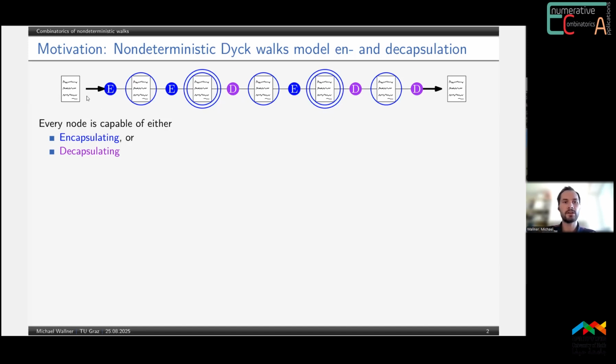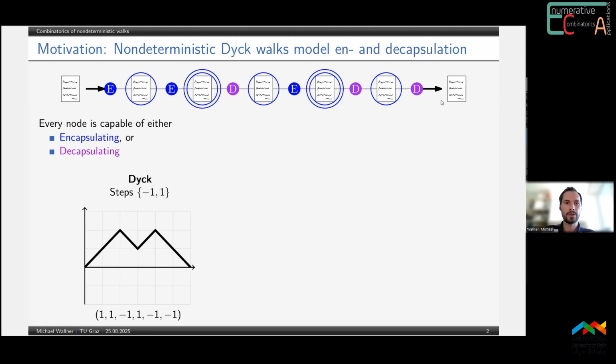In the beginning, a message is sent, it's encapsulated, put into a ball, this blue ball, and then it continues. And then it might be encapsulated twice, so we have two balls, then it's decapsulated, which is denoted by this D. So we take one shell away and so on. And the question is now, is it possible to find a path through my network such that at the very end, I have the message without any overhead anymore?